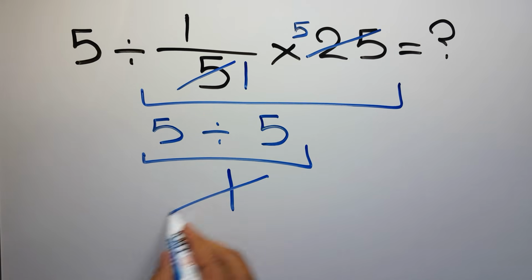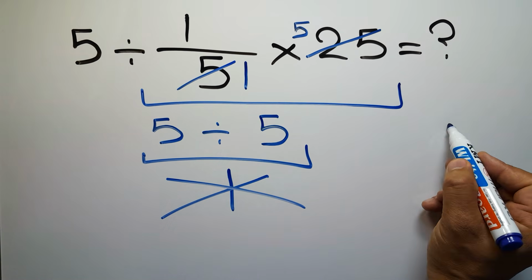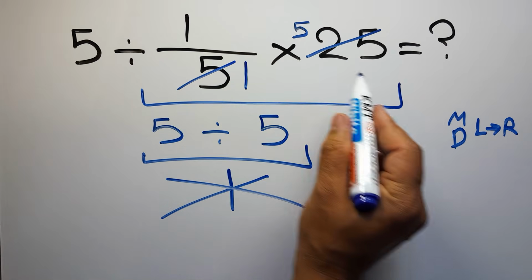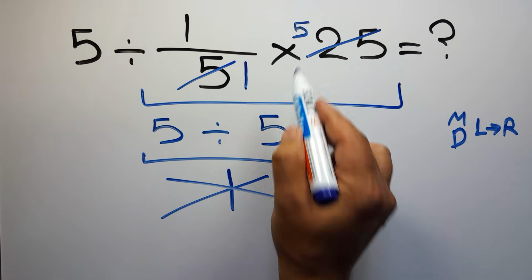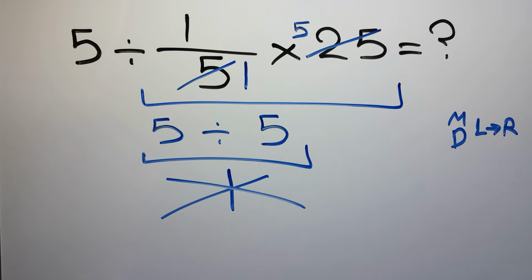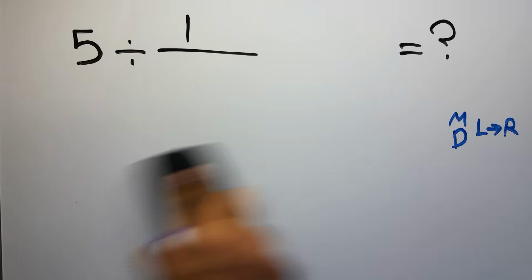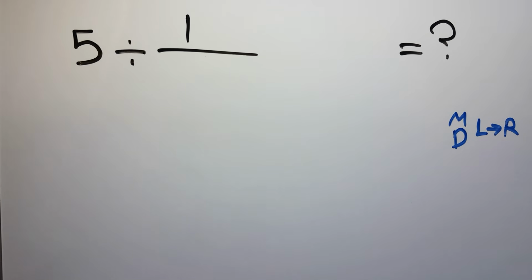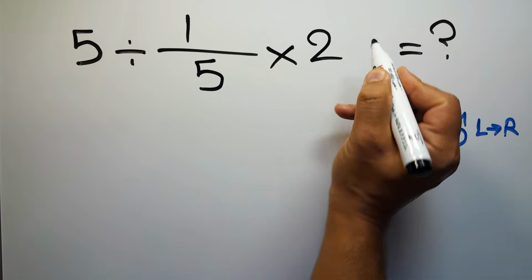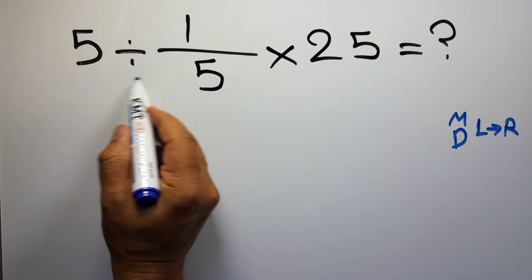But this answer is not correct, because according to the order of operations, multiplication and division have equal priority and we have to work from left to right. So here, first we have to do this division, then this multiplication. If we do this multiplication before this division, it is wrong. So first we have to do this division.